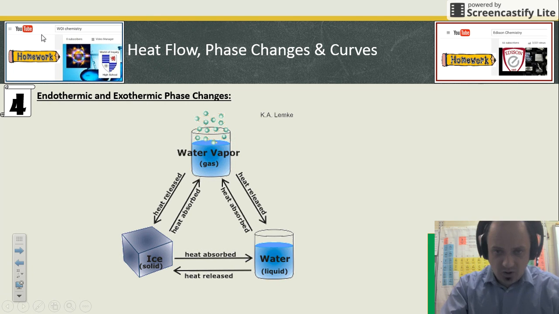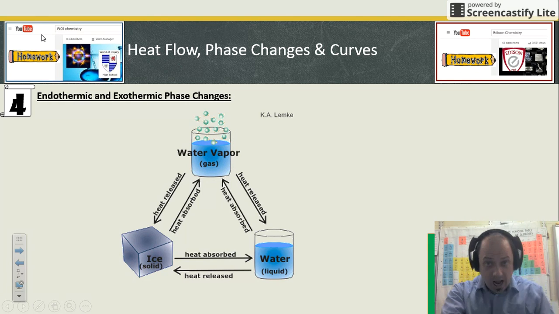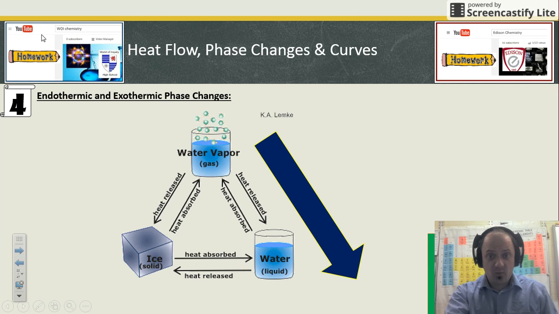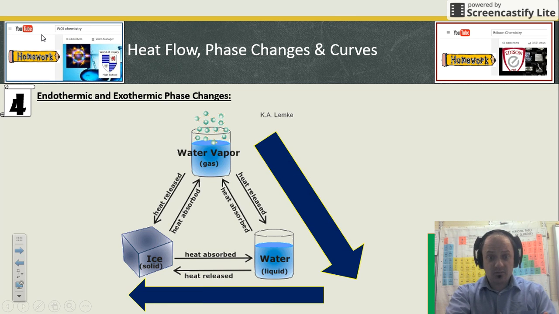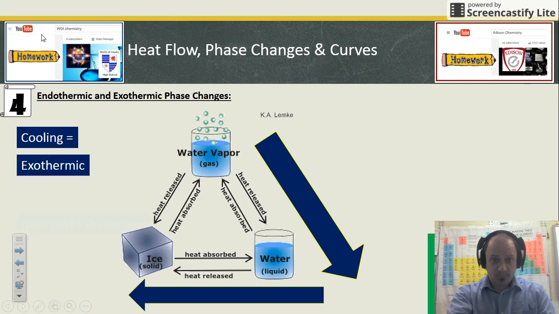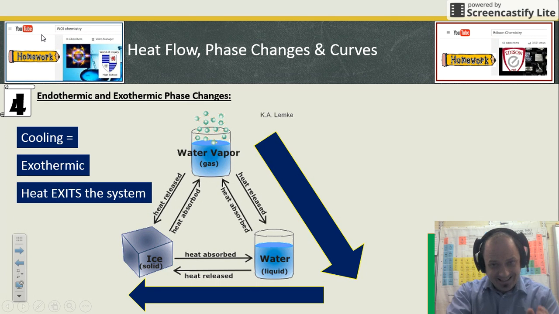Exothermic and endothermic phase changes. Okay, these are what's going on in these graphs. We've got energy changing, cooling, exothermic. Heat is leaving the system. So as water vapor turns into a liquid and then into ice, heat is exiting the system. So we call that exothermic. Heat is being released. Bye-bye. See you later. It's going somewhere else.